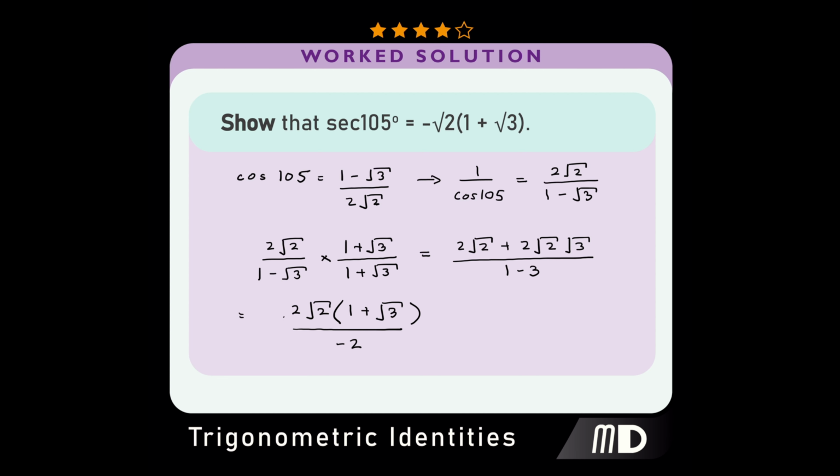Cancelling 2 from the numerator and denominator gives us minus the square root of 2 multiplied by 1 plus the square root of 3, which is what the question asked us to show.